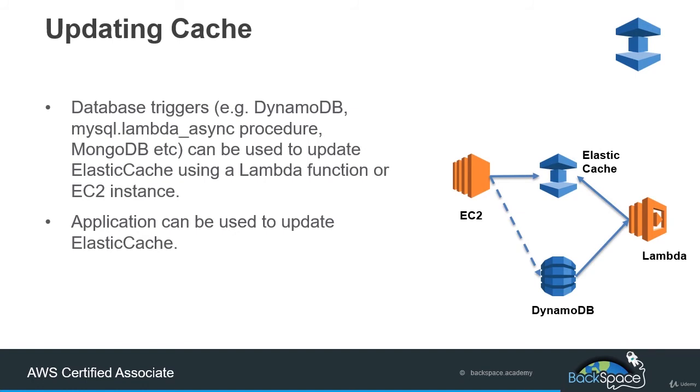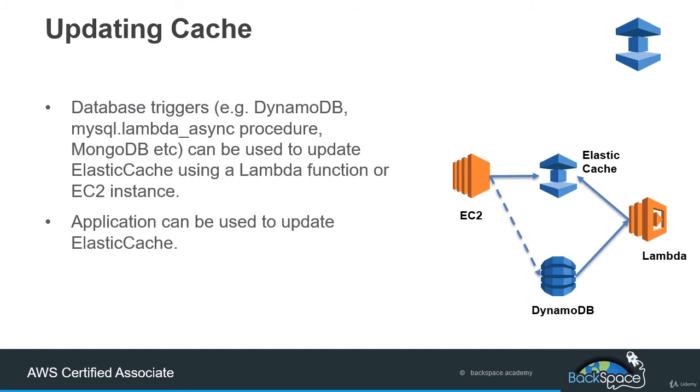In order for our caching engine to be useful, it needs to be updated on a regular basis or updated on an event-driven basis. So when data changes, we need to have some way, for example, a database trigger, to update that data. So DynamoDB has database triggers, and for MySQL there's a MySQL Lambda async procedure that can trigger a Lambda function. MongoDB also has built-in triggers for its databases.